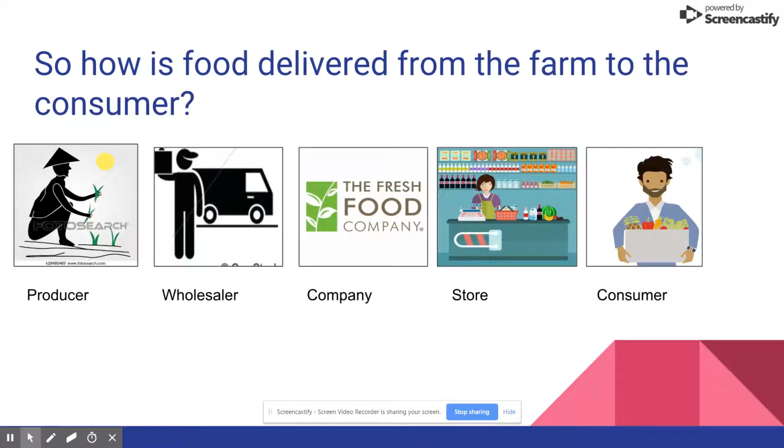So, how is food delivered from the farm to the consumer? Let's take the example of a simple rice grain. It is cultivated by a farmer, then goes to the wholesaler. If Walmart is the wholesaler, it goes to the central Walmart warehouse where it is packaged depending on what kind of food it is, whether vegetables, cereals, pulses, or spices. Once it is packaged, it goes to the company, and from there it is distributed to the different stores of Walmart. Once it is at the stores, the consumer can go and purchase it.